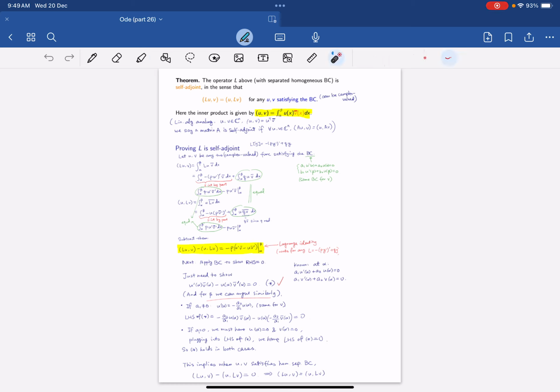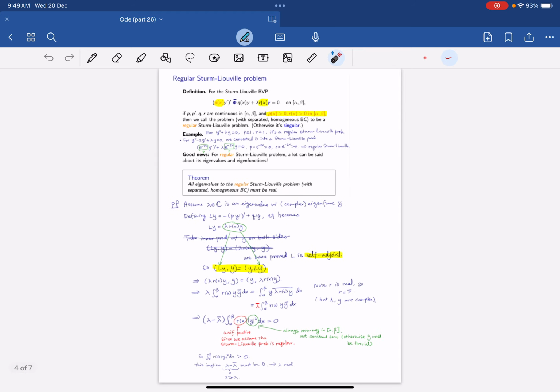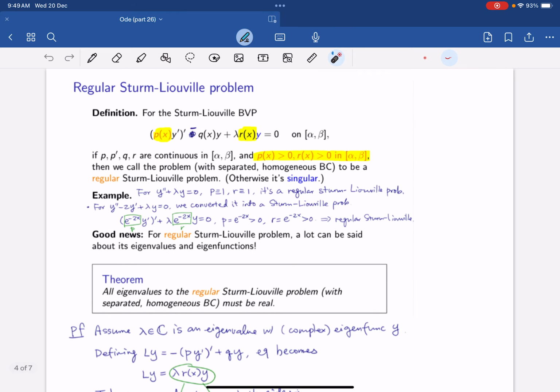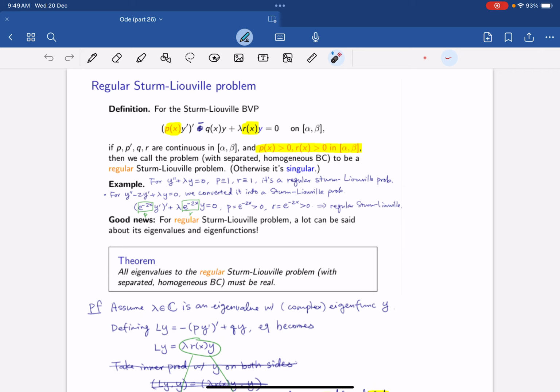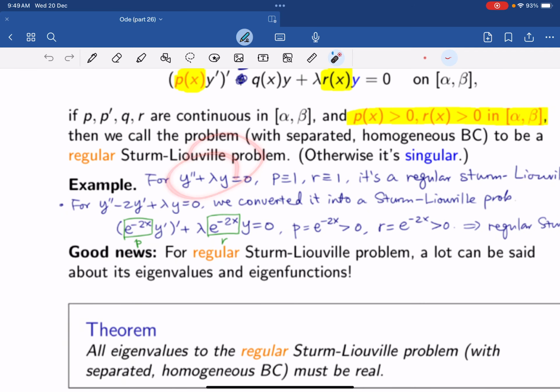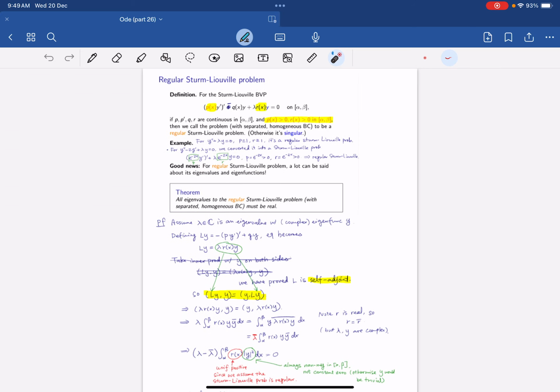And why do we care so much about it being self-adjoint? Well, now let's look at a more specific case known as the regular Sturm-Liouville problem. In this case, we restrict the r and the p functions to be positive. And this is known as the regular Sturm-Liouville problem. So our first eigenvalue problem is of course regular. Our second one is regular because e to the power of something is always positive.